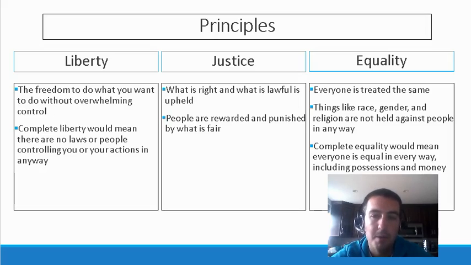The third one is equality. In other words, everyone is treated the same, no matter what your race is, your gender, your religion, how much money you have. None of those things are held against you in any way. None of those things matter. You're still treated equally in a country that practices equality.